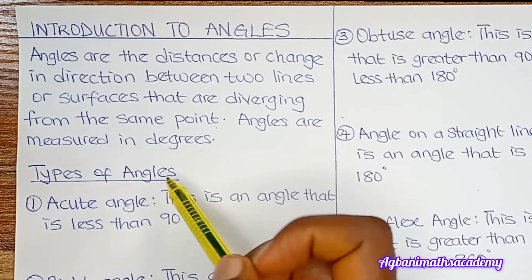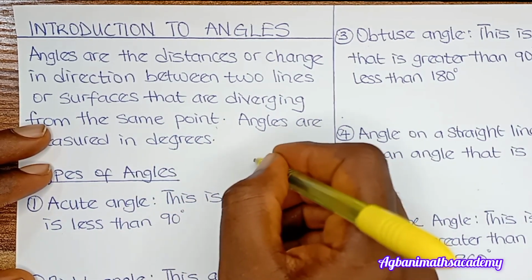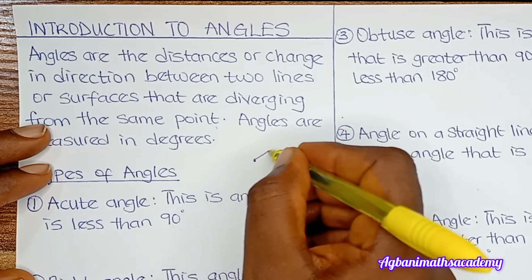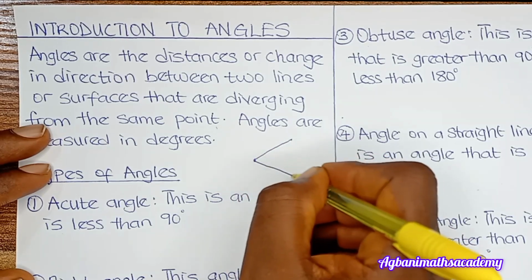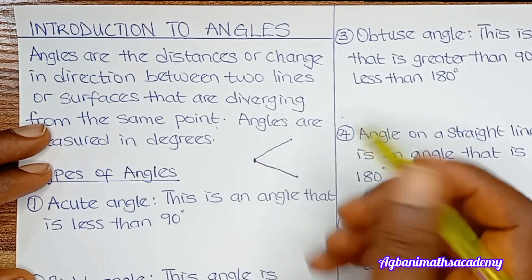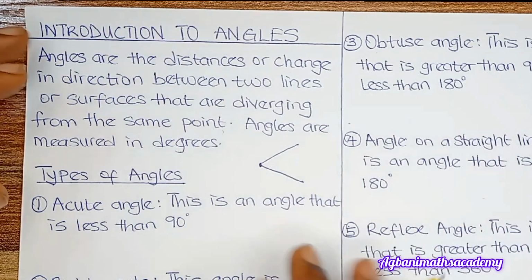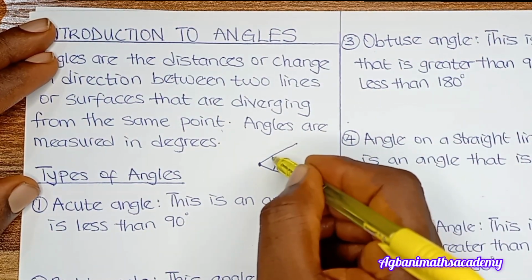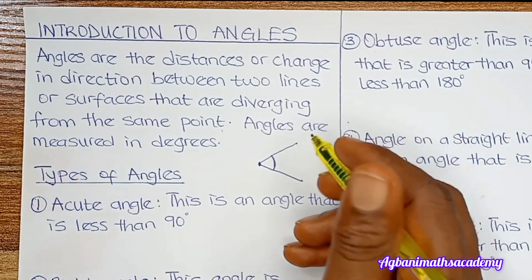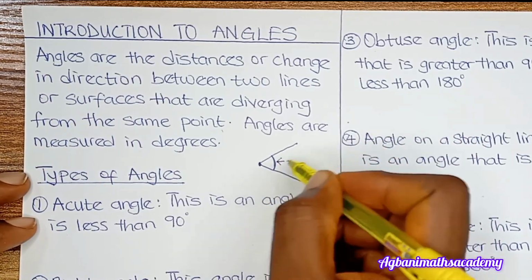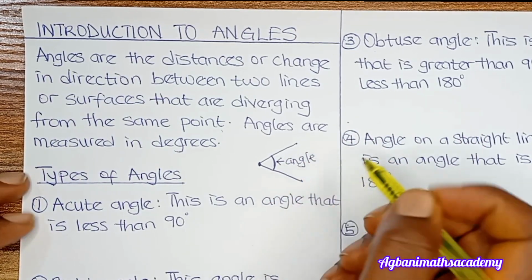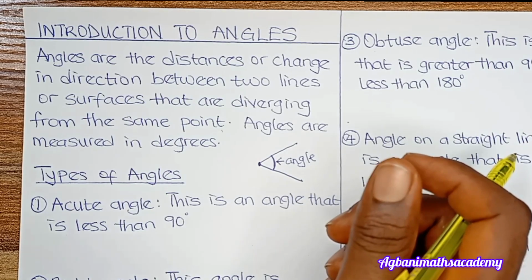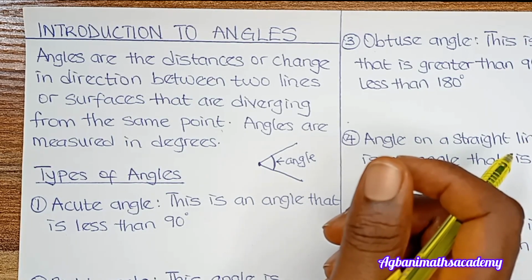Angles are formed when two lines are diverging from a point. This is the point where they are diverging from. Once they diverge, they create a space between them, and that is what is called the angle. So angles are formed when two lines diverge from a common point.